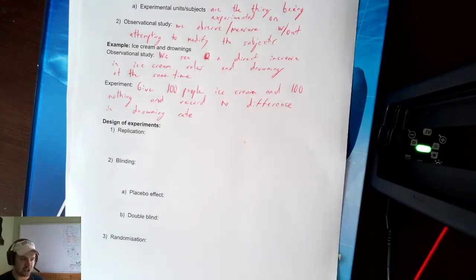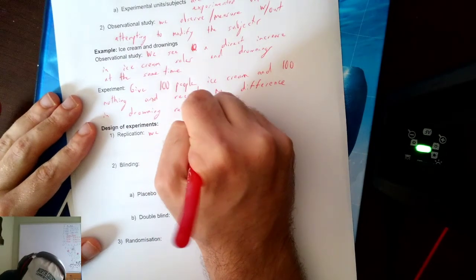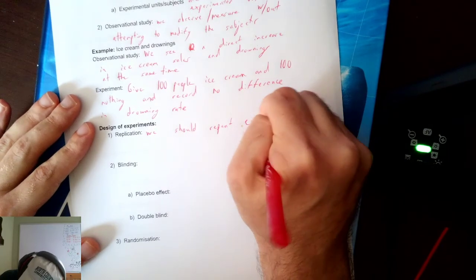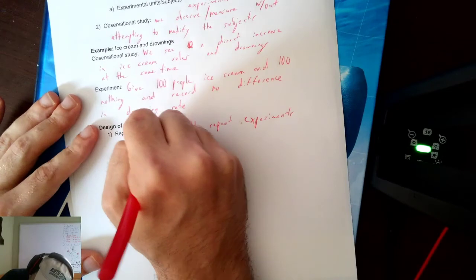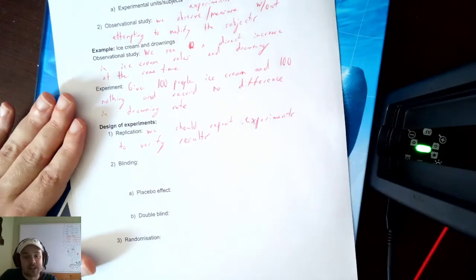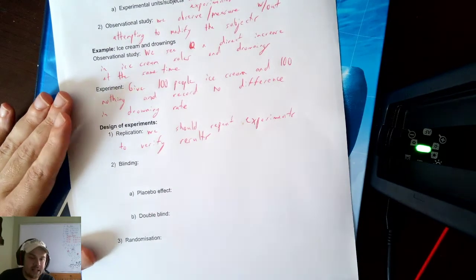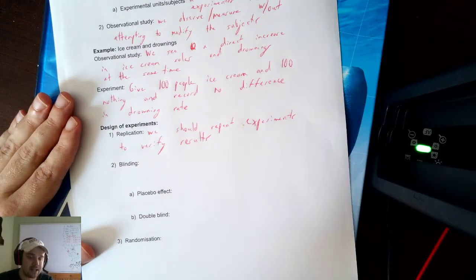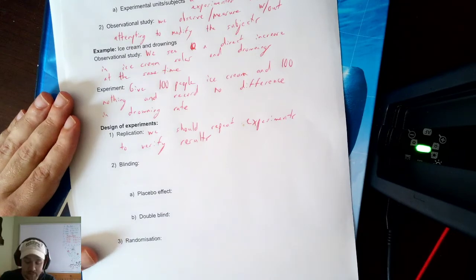First is replication. We should repeat experiments multiple times. Repeat experiments to verify results. Maybe the first time you did something, it was a fluke. You never know, right? So you should repeat it. You should replicate it. Studies should be repeated. The more you repeat something, the more definitive your results can be claimed to be, right?